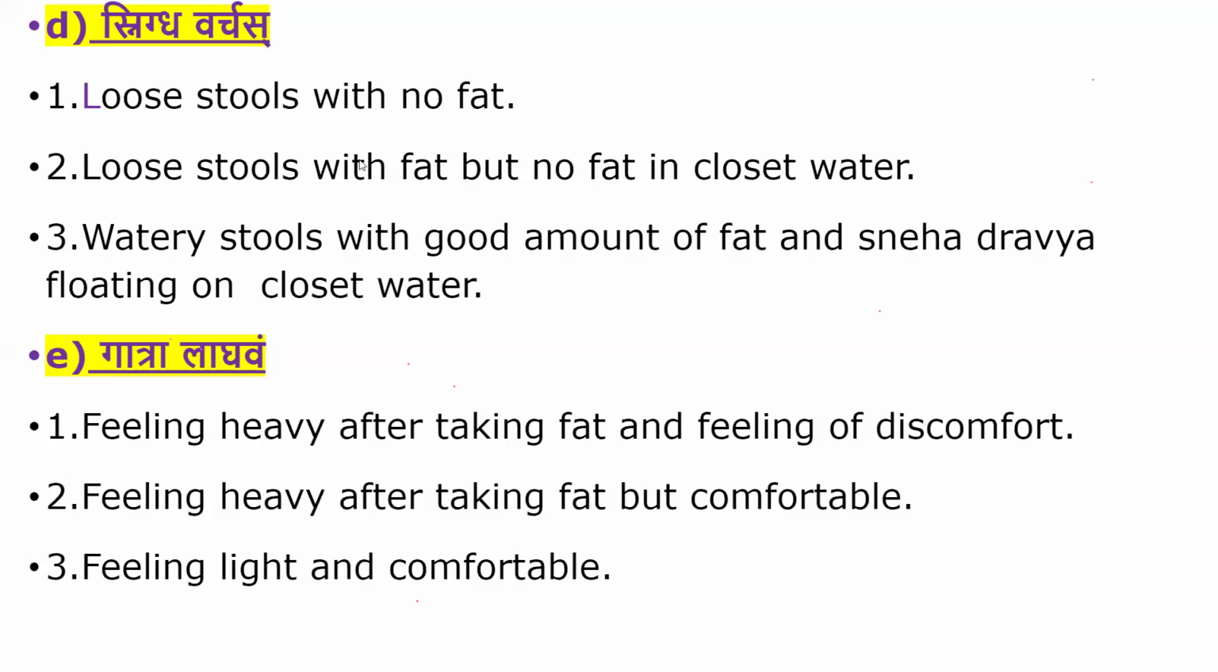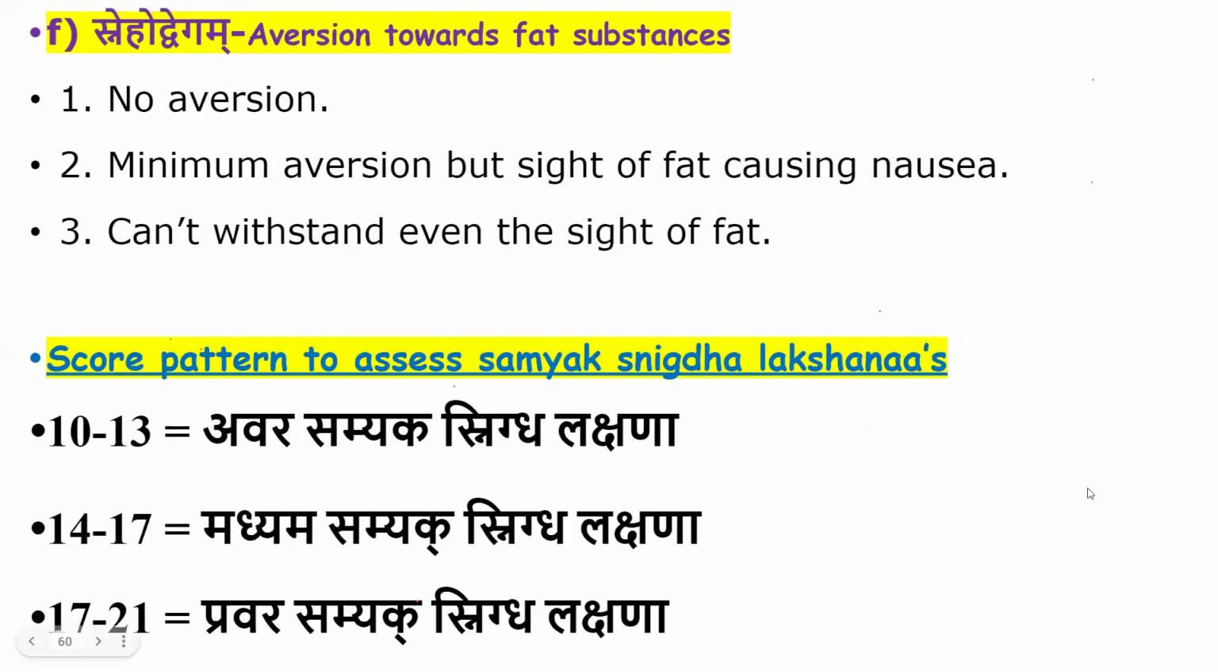Then if the score is 14 to 16, you can say Madhyama Samyak Snigdha Lakshana. Then if the scoring is 17 to 21, you can say Pravara Samyak Snigdha Lakshana. I developed this tool, which is very important and very easy. You can ask the patient and just make a tick on the paper. You can take these criteria and ask the questions simply. If you come across this scoring pattern, easily you can understand whether it is Avara, Madhyama or Pravara Samyak Snigdha Lakshana.